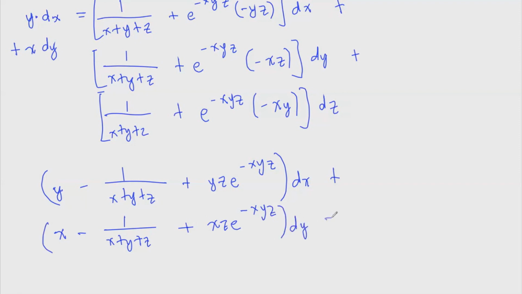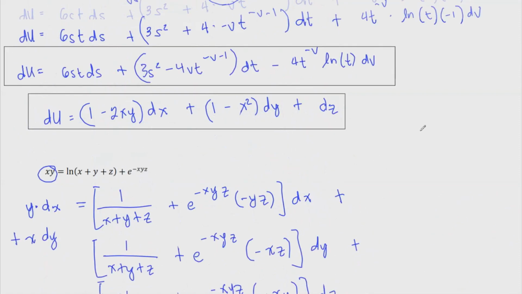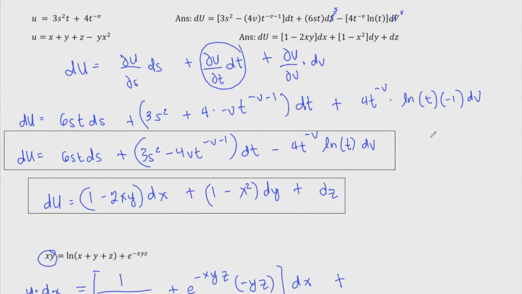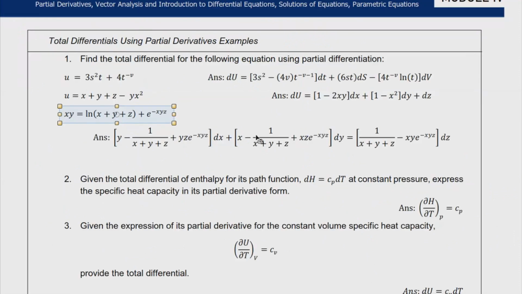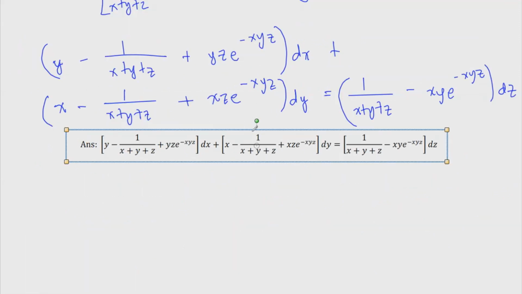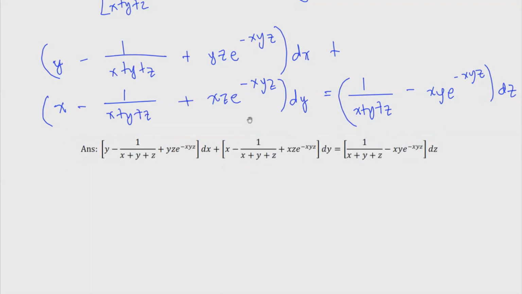Okay, and as I've said before, I'll be leaving dz at the right, so I'll just have here 1 over x plus y plus z, and then minus xy e raised to negative xyz, and that is dz. Okay, or you can always try to transpose dz at the left and then equate this to 0. And I think let's just look at the final answer. So the final answer in your module is something like this one. So I think we have the same final answer right here.